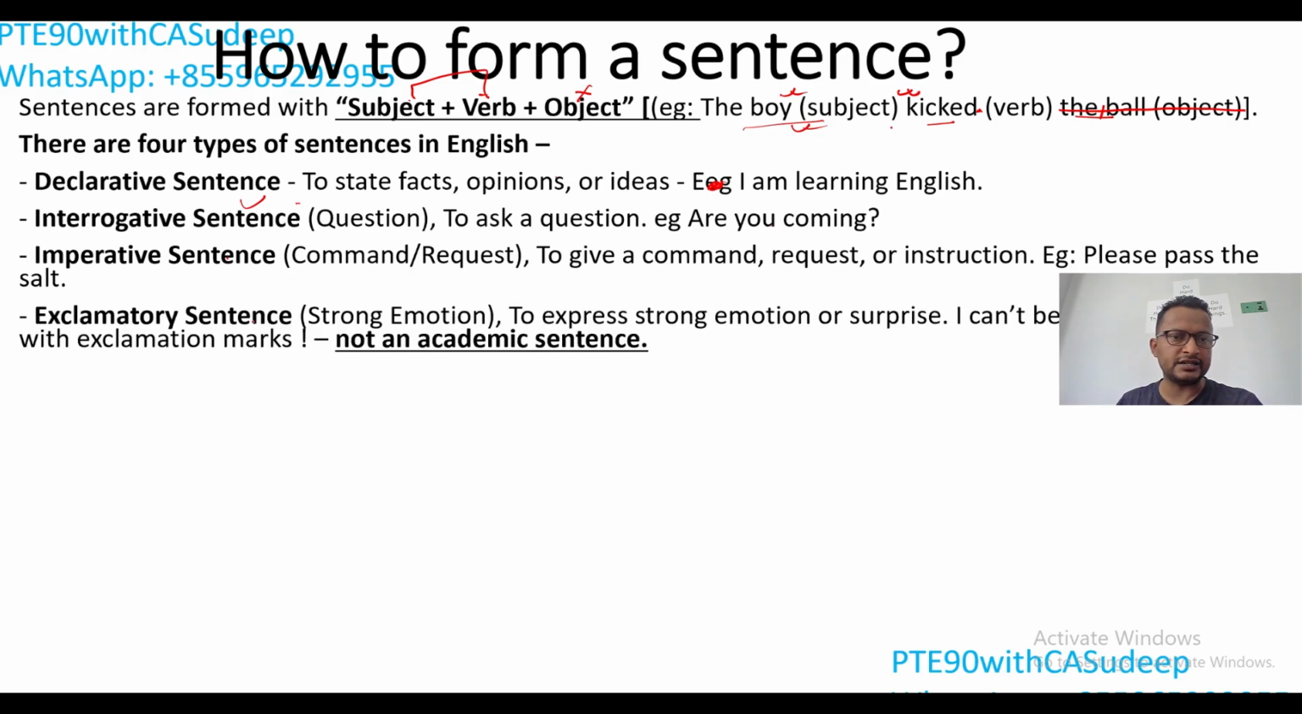And exclamatory sentences, to show emotions. "Oh, I can't believe this." "Oh, this is so sad." Something like that, right? You show your strong emotions or surprise. In that context, these are exclamatory sentences. You don't need to worry about it.